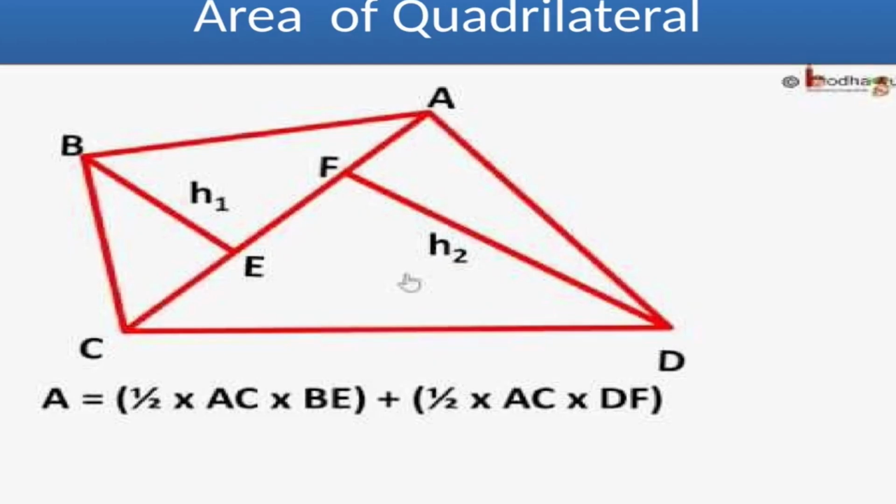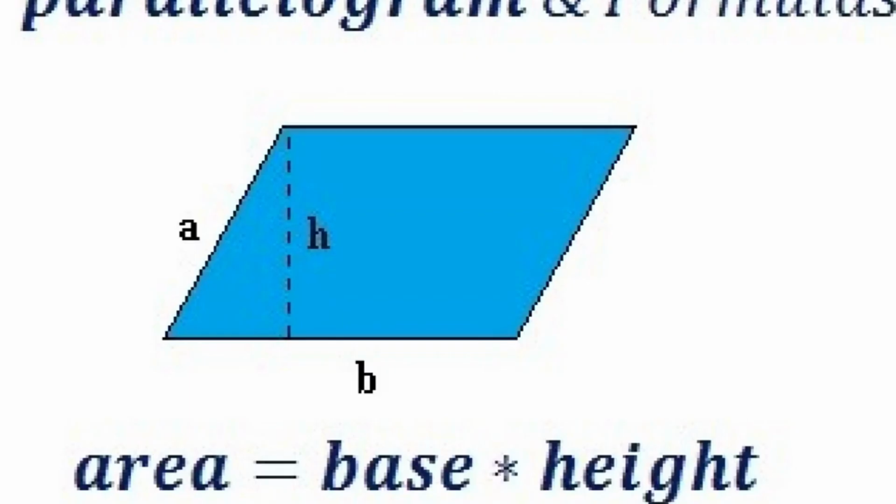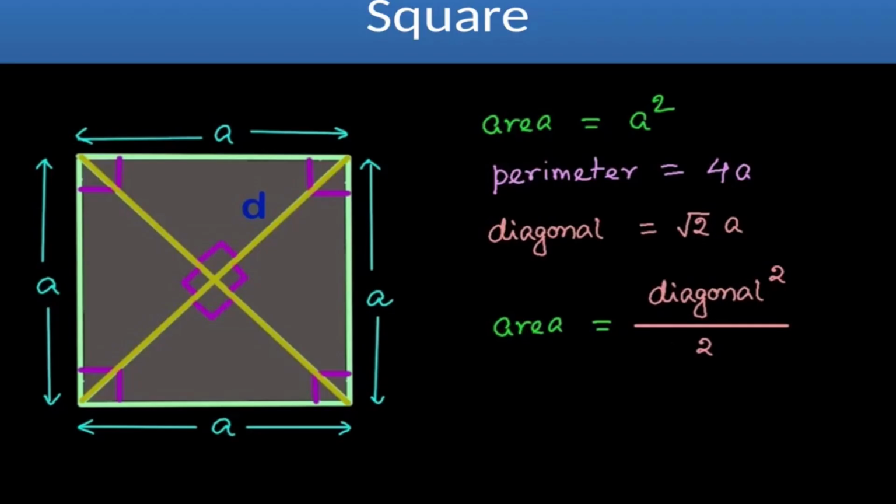Next one. Now see, this is the area of the quadrilateral. What is the area of the quadrilateral? We have already proved it is 1 by 2 into the diagonal and into the sum of the perpendiculars on the diagonal. This is the formula for the area of a quadrilateral. Next please. This is the area of the parallelogram, base into height. Base is given, height is given.